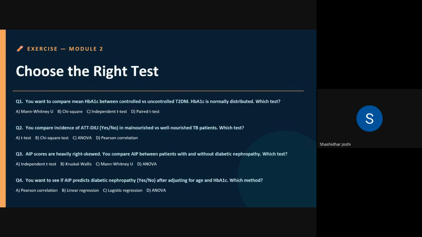Nobody. Okay, so this is basically logistic regression, which I didn't cover, because the outcome measure is yes or no kind of thing. The question says after adjusting for age and HbA1c. So basically, this talks about some sort of statistical modeling, which I didn't cover. So logistic regression is the appropriate test here. Thanks for answering these things. So let's see, answer C.